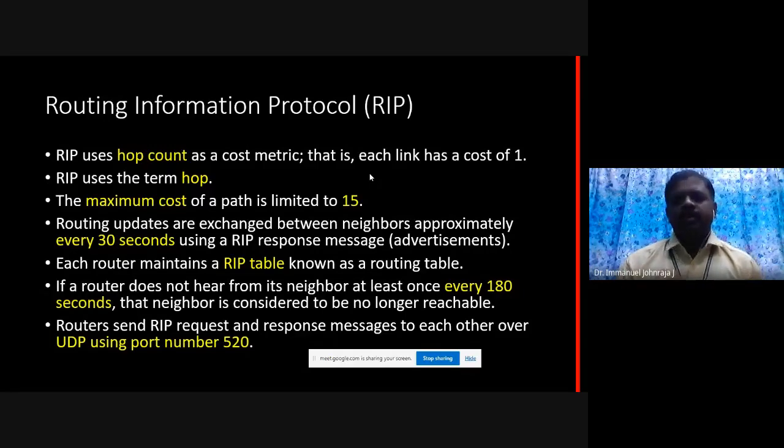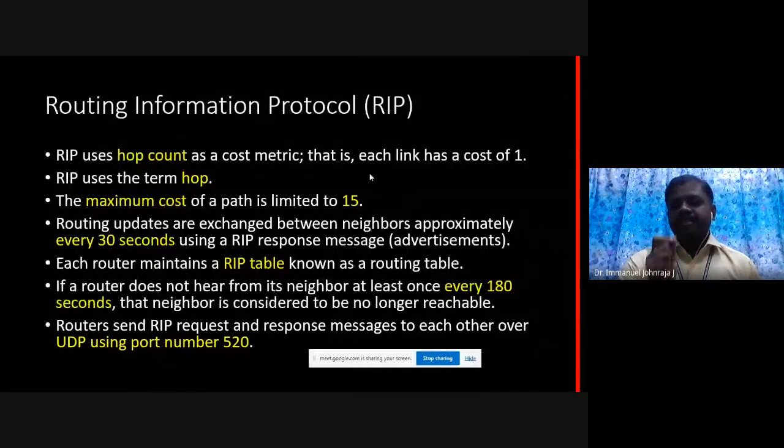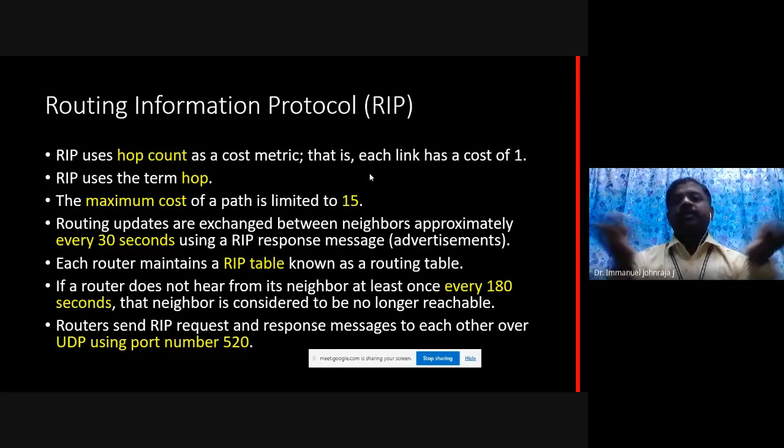So it can take only up to 15 hops, because the cost of the link is the hop count. Routing advertisements are sent every 30 seconds. We call it the hello timer or advertisement. Each router maintains a routing table called the RIP table. If a router does not hear from its neighbor for 180 seconds, okay, a hello message is sent every 30 seconds. Even after 6 times you have sent, you haven't got a response, you will not send the 7th time. You will say that neighbor is not reachable, and you will tell this to everyone.